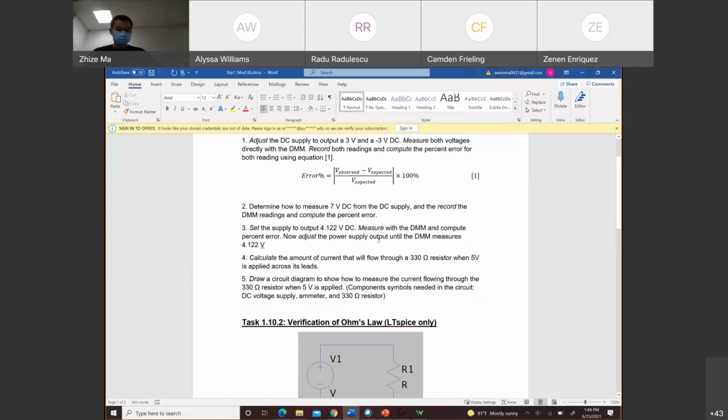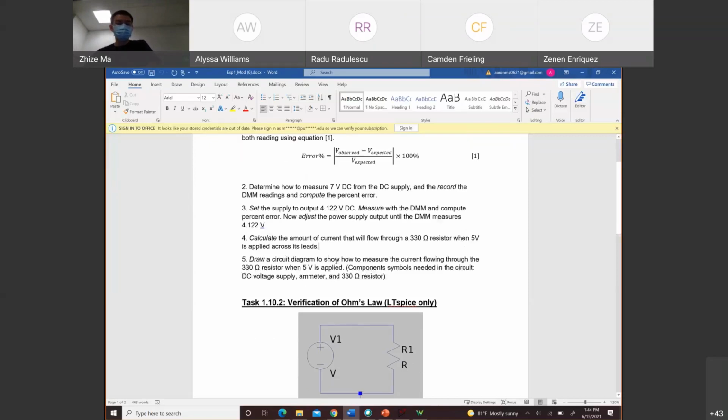Question 3 is simple. You need to create a 4.122 DC, and then adjust your DMM to show 4.122. For the next question, you just apply Ohm's law to calculate the current. And for question 5, you need to draw a circuit diagram.